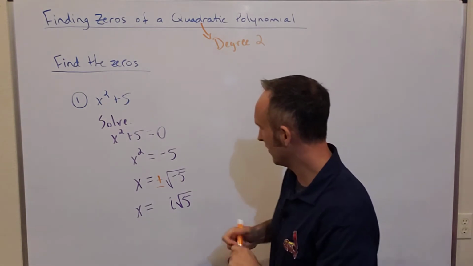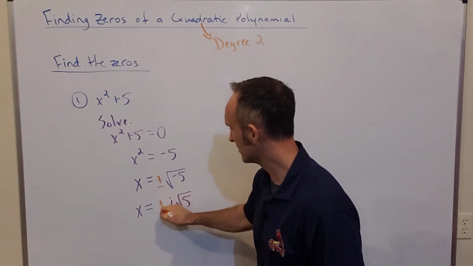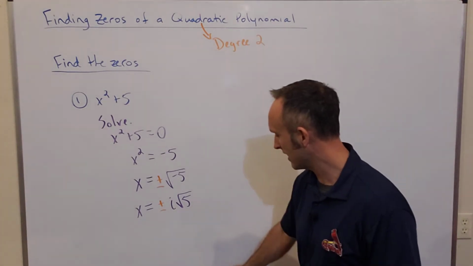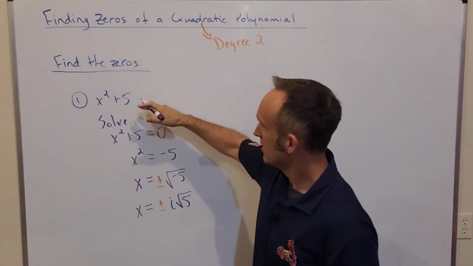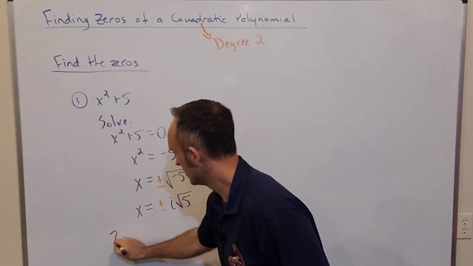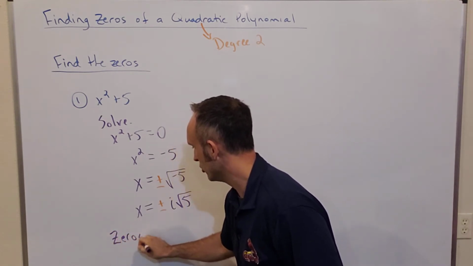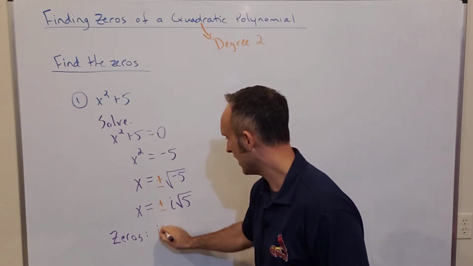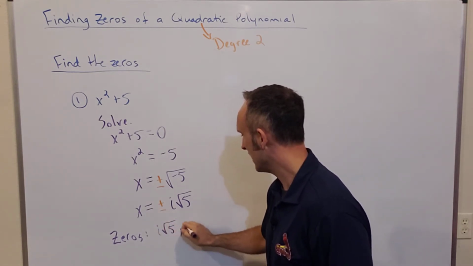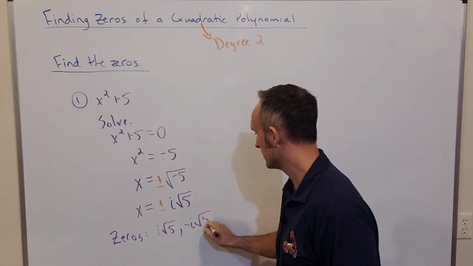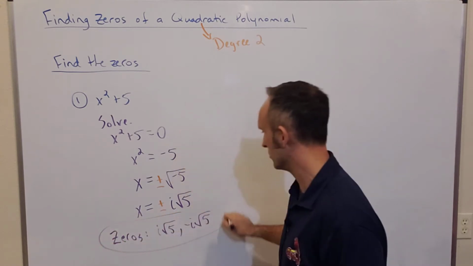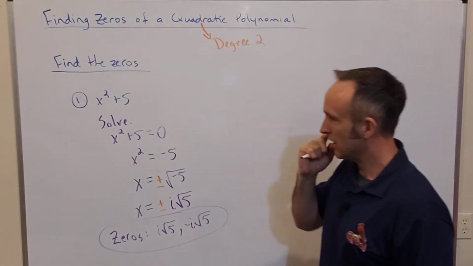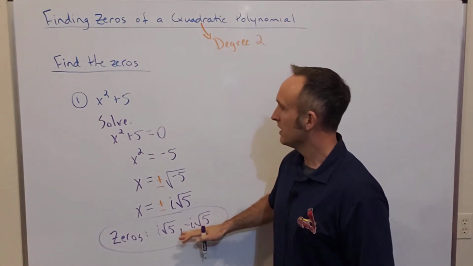So now we have that x is plus or minus i, the imaginary number i, times the square root of 5. So the zeros of this polynomial are the positive i times the square root of 5 and the negative i times the square root of 5. Those are the zeros of this guy. All right, so those are zeros of a quadratic polynomial.